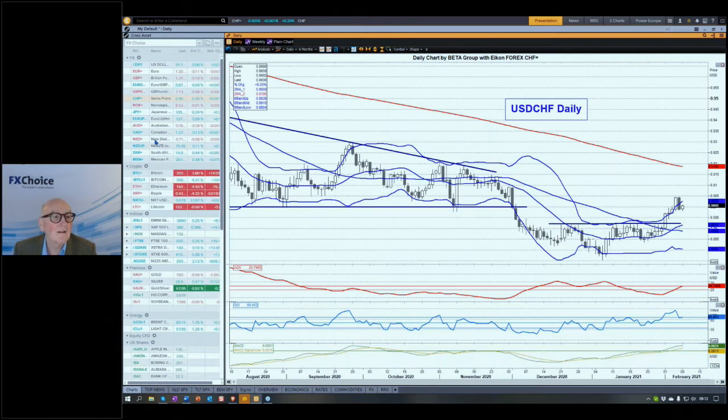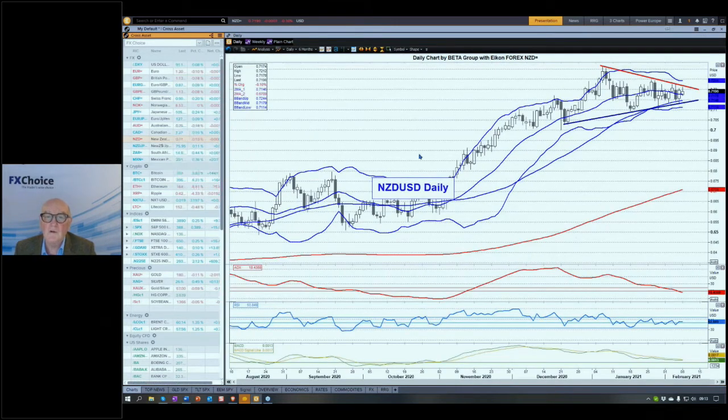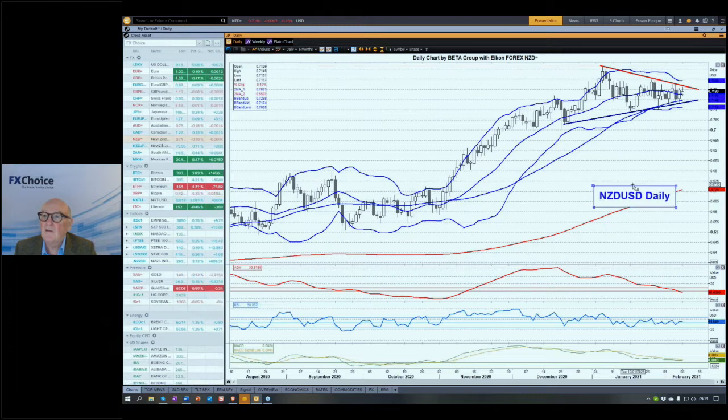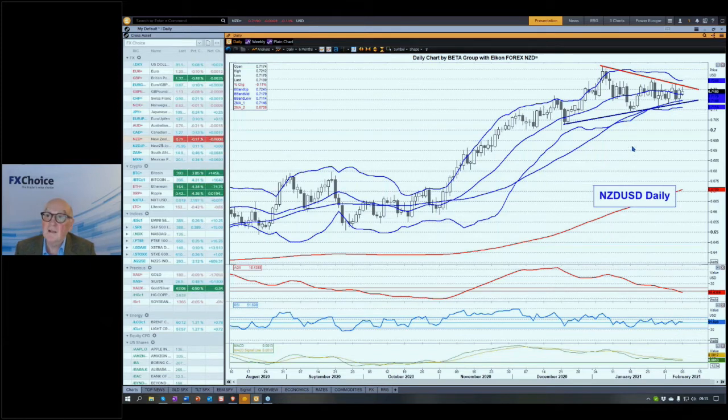So let's look for easier things. New Zealand dollar against the US dollar. So here it is. What's catching my eye is the symmetrical triangle. I'll call it that. 1, 2, 3, 4 at least points on it, and 3 or 4 on the bottom too. So well-formed triangle. The RSI making the same pattern itself. So that's indicating this pause is in process.